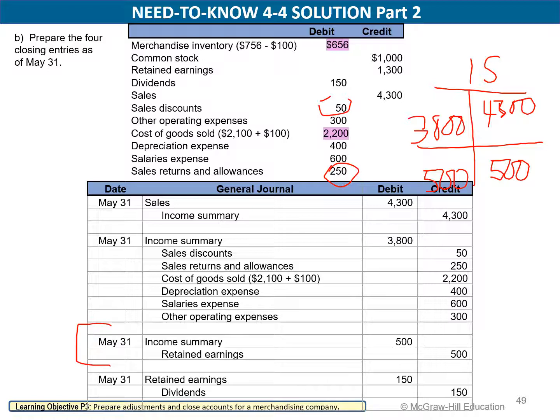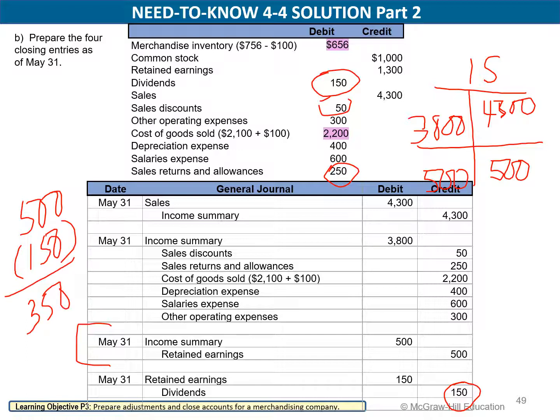And then we close our dividend account, which has a balance of $150. We want to make that zero. We're going to credit it for $150, and we're going to debit retained earnings. So at the end of the day, as a result of the month of May, our retained earnings went up by 500 less 150 for dividends, so our retained earnings increased by a net of $350 when we close the period. Okay?